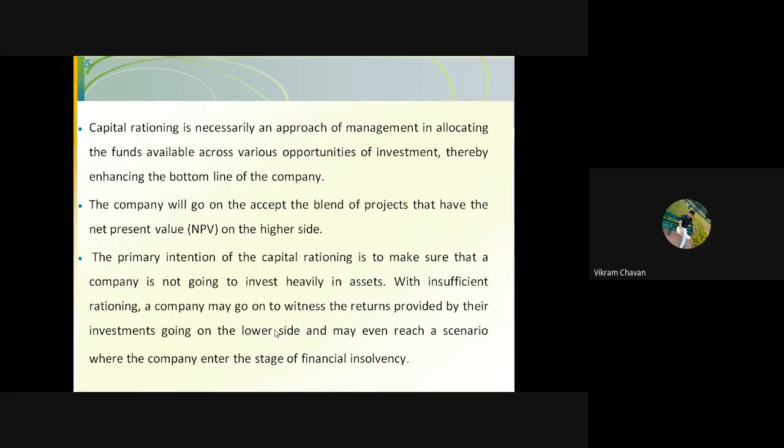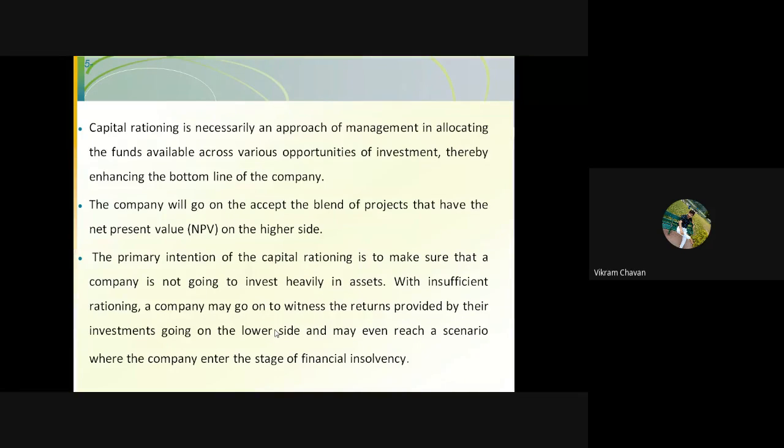Capital rationing is necessarily an approach of management in allocating the available funds across various investment opportunities, thereby enhancing the bottom line of a company. The company will accept the blend of projects that have the higher net present value. The primary intention of capital rationing is to make sure that a company does not invest heavily in assets with insufficient rationing.